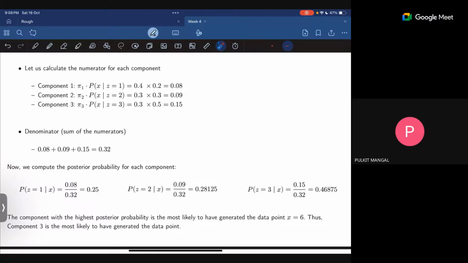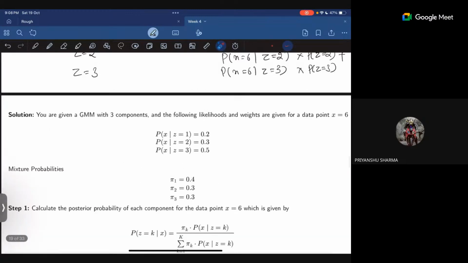Any doubt, anyone, in this question? So can you please summarize this? What were the steps in this?